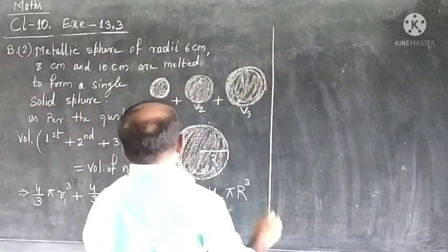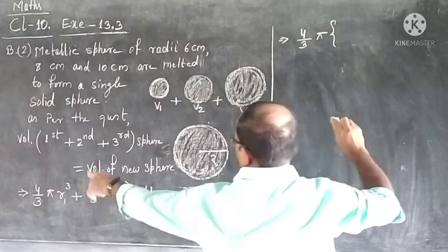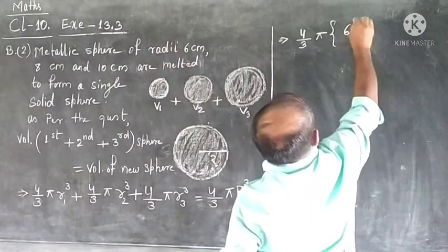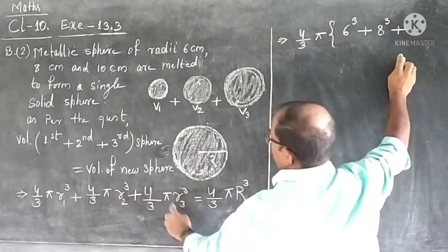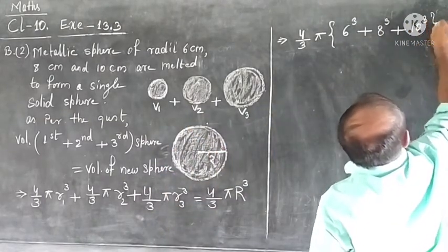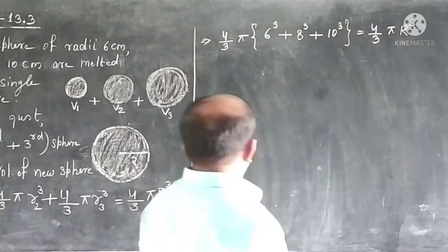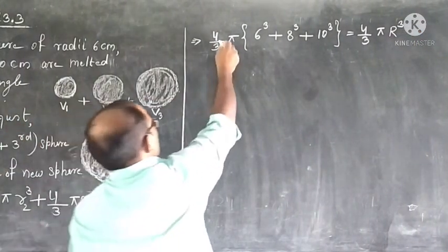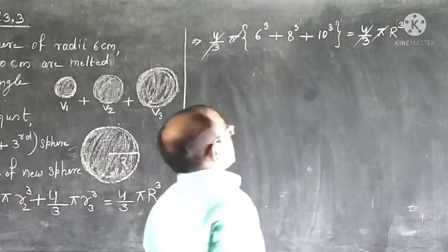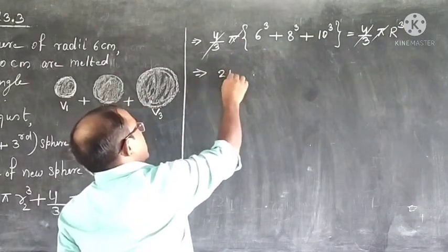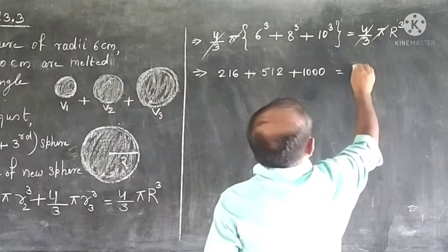So, what do we get here now? 4 by 3 pi we can take common. The remaining radius 1 cube, the first radius is 6, so 6 cube, plus the second radius 8 cube, plus the third radius 10 cube, is equal to 4 by 3 pi times the radius of the new sphere, which we do not know and have to find out. The 4 by 3 pi on both LHS and RHS is the same term, so we can cancel it. 6 cube is 216, 8 cube is 8 into 8 into 8, 512, and 10 cube is 1000, equal to R cube.